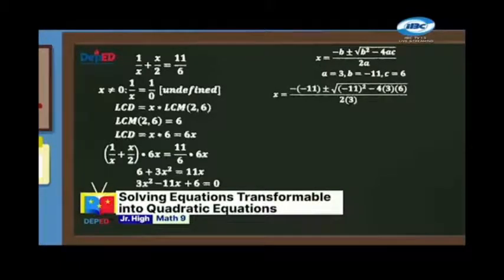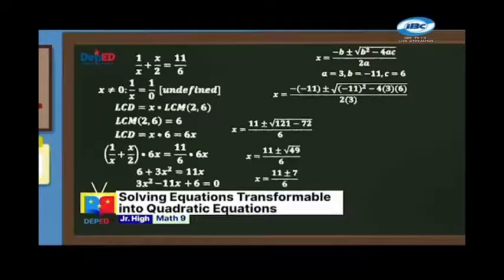So x equals the negative of negative 11 plus or minus the square root of the expression square of negative 11 minus 4 times 3 times 6, all over 2 times 3. x then must be equal to positive 11 plus or minus the square root of the expression 121 minus 72, all over 6. So x should be equal to 11 plus or minus the square root of 49, all over 6. x is equal to 11 plus or minus 7, all over 6.